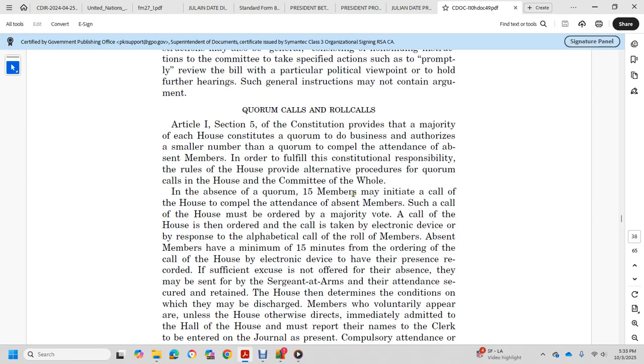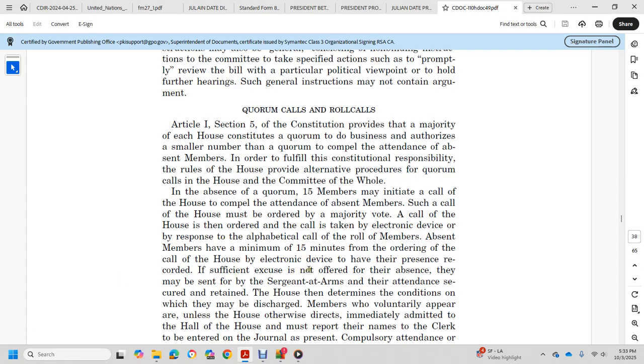Rules of the House provide alternative procedures for quorum calling in the House and in the Committee of the Whole. In the absence of a quorum, 15 members may initiate a call of the House to compel the attendance of absent members. Such a call of the House must be ordered by majority vote. The call is taken by electronic device, with an alphabetical roll call of members absent, members having a minimum of 15 minutes after the ordering of the call of the House, and the electronic device may record the presence.